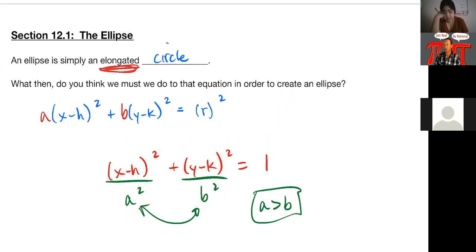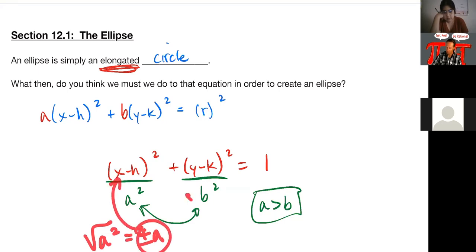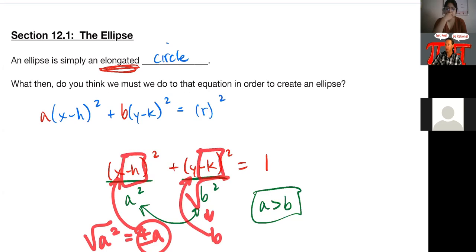I don't want to have to do that every time, so that's why we call it A squared and B squared, and if we just take the square root of that, we get the distance that we would go in the X direction. Take the square root of that, we get the distance we would go in the Y direction. Again, from my what? What do you think the H and K represent? The center.